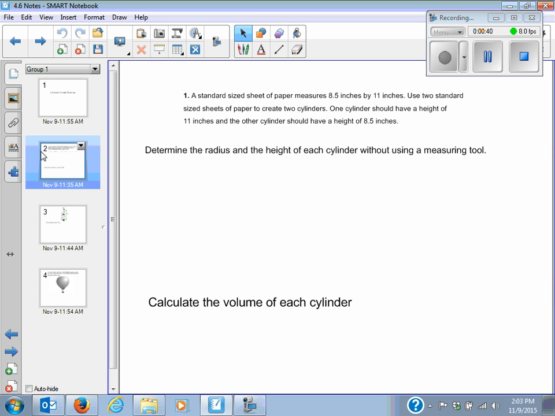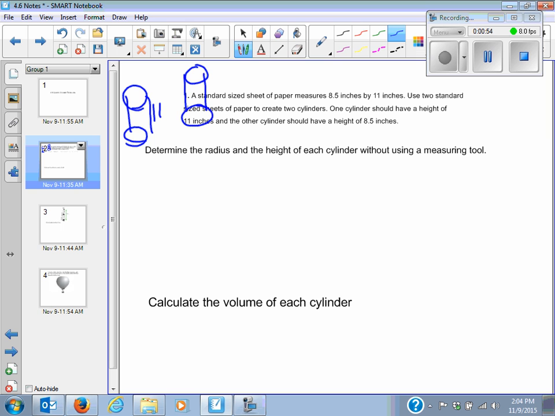So to give you a picture of that, you would have one, and this would be 11 inches, and you'd have one, and this would be 8.